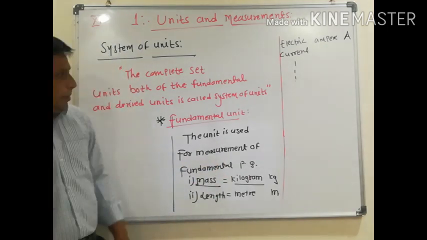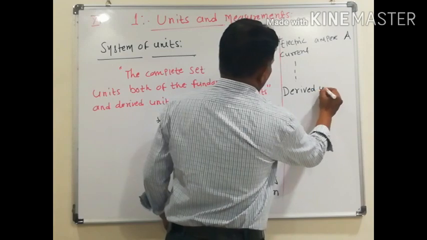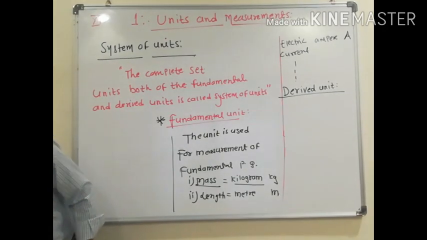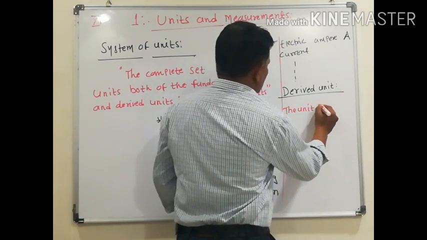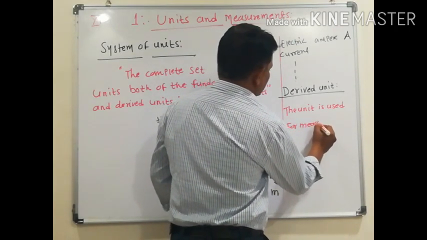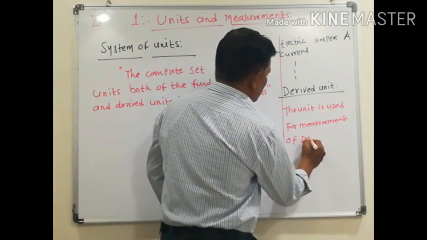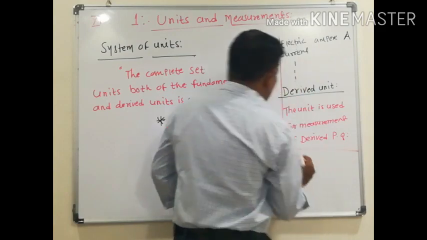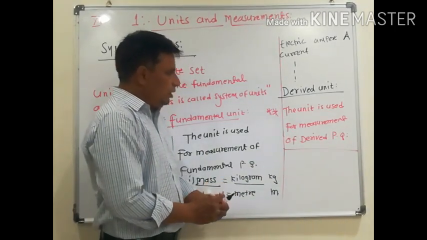Write down, okay. Now what is derived unit? Look here. What is derived unit? The unit is used for measurement of derived physical quantities. So this is the derived unit. The unit is used for measurement of a derived physical quantity.